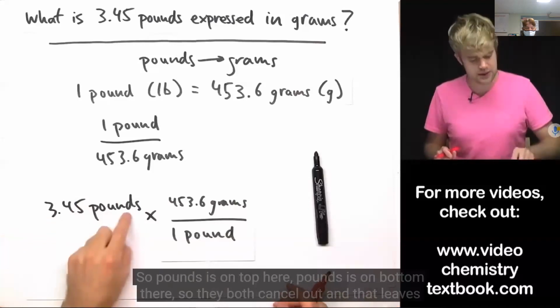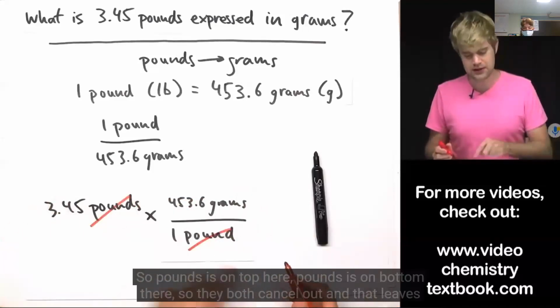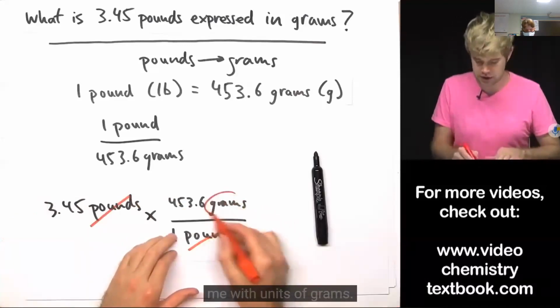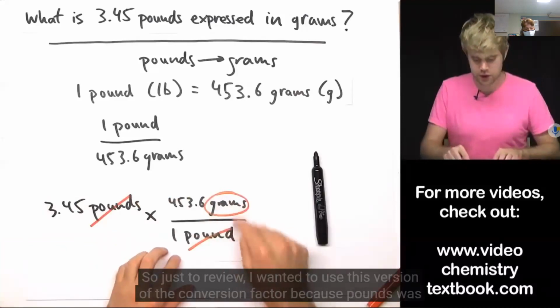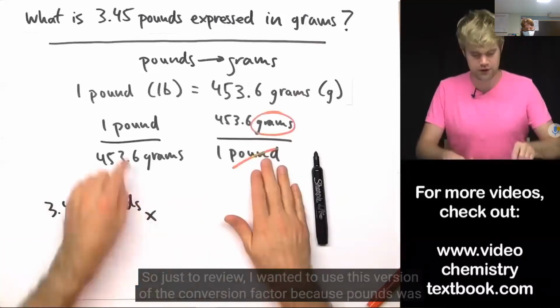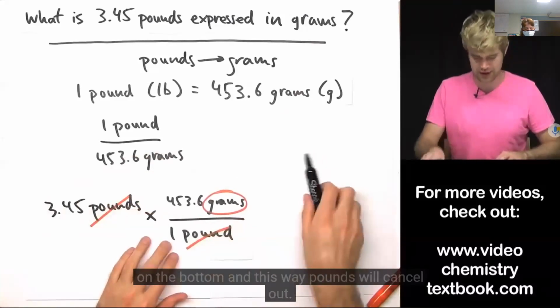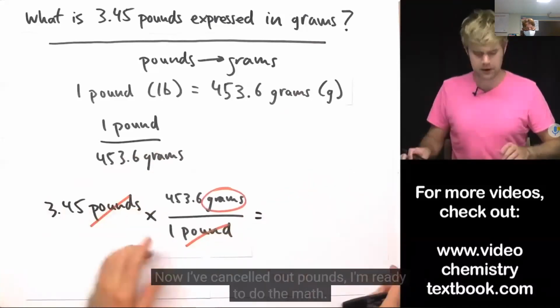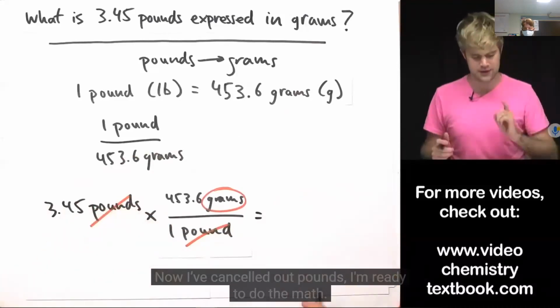So pounds is on top here, pounds is on bottom there, so they both cancel out, and that leaves me with units of grams. So just to review, I wanted to use this version of the conversion factor because pounds was on the bottom, and this way pounds will cancel out. Now, I've canceled out pounds. I'm ready to do the math. What's it going to be?